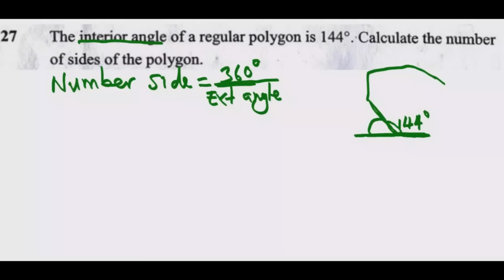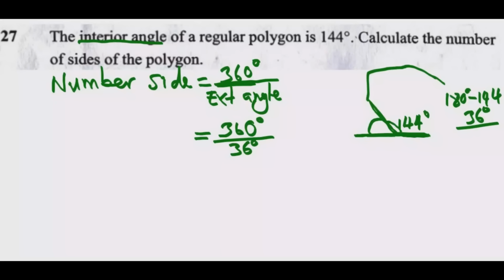So we are saying the size of the exterior angle is 180 degrees minus 144 degrees, which will give us 36 degrees. So that is the size of the exterior angle. Then once we have found that, we can plug it in where it's written exterior angle. So we write 360 degrees over 36 degrees.